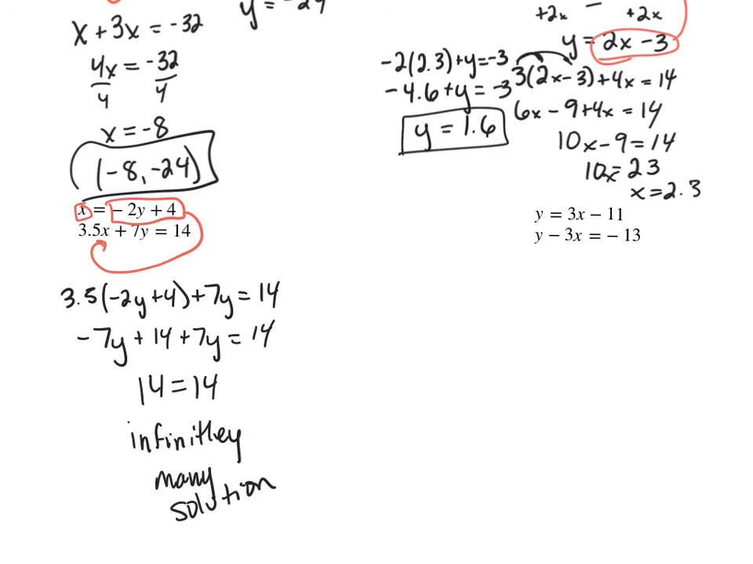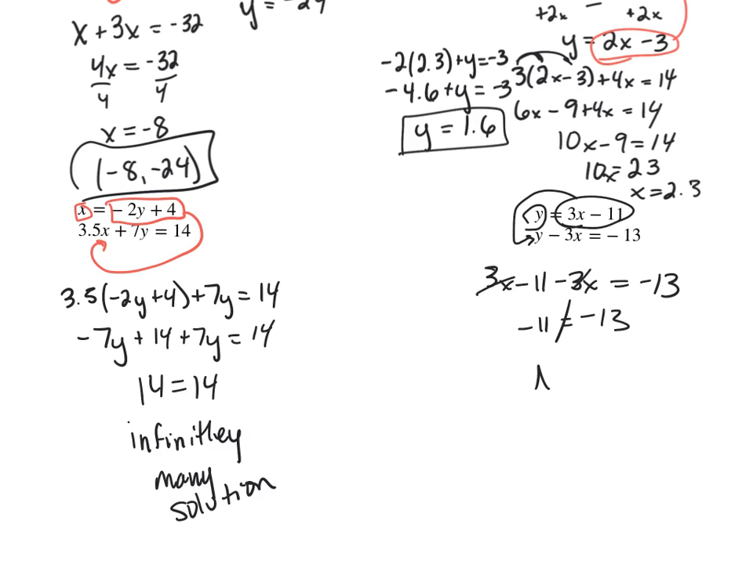So look at the next one. I have y equals here. So I'm going to take that 3x minus 11 and just plug it in for y. So I say 3x minus 11 minus 3x equals negative 13. And so these cancel, and I get negative 11 equals negative 13. So I have just numbers, but that's not a true equation. Negative 11 does not equal negative 13. What that means is that no matter what value I put in, I'm never going to get an answer. So anytime that happens, it's no solution.